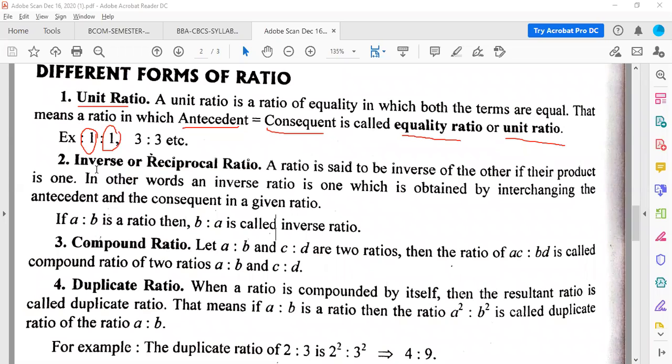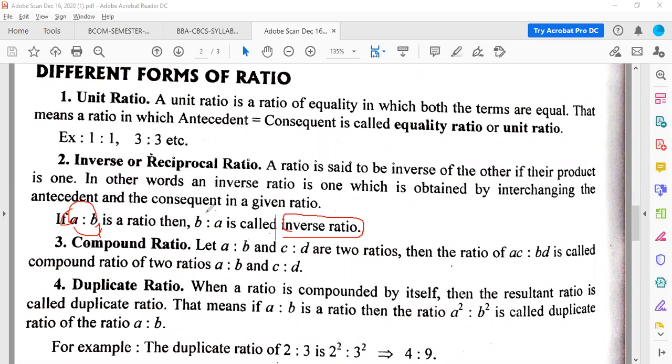Okay. Now next is inverse or reciprocal ratio. When it comes to inverse ratio, a ratio is said to be the inverse of the other if their product is 1. If you multiply A into B and B into A, the product should be the same number. In other words, an inverse ratio is one which is obtained by interchanging the antecedent and consequent. So we are interchanging A in the place of B and B in the place of A. When we do this, that is what we get in the inverse ratio.